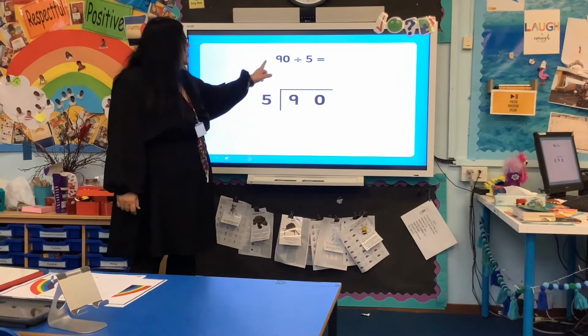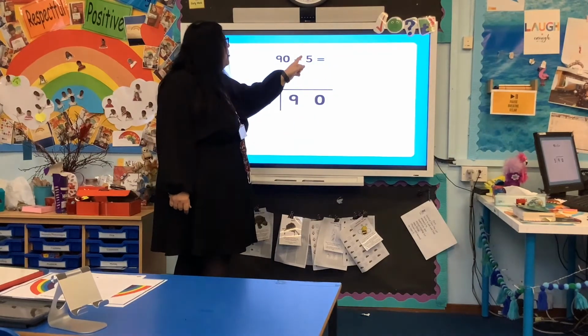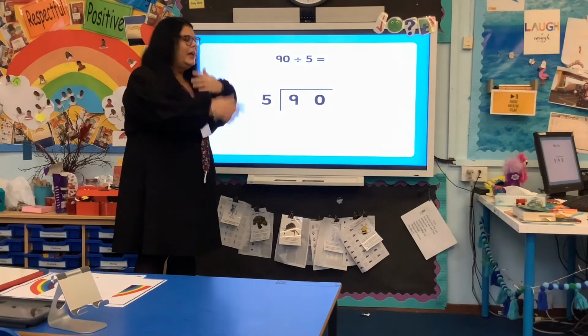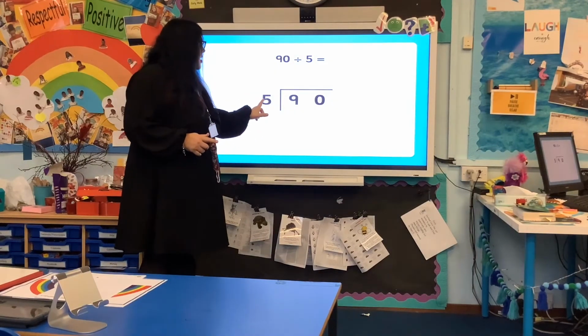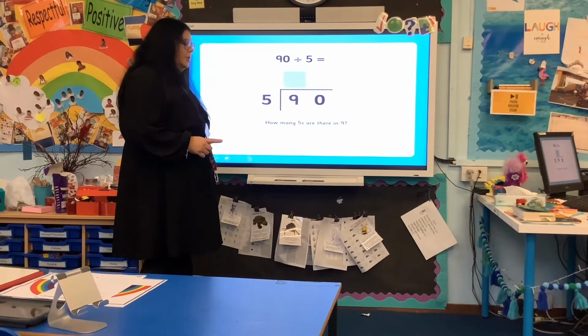So this time I've got 90 divided by 5 equals. So we're saying how many 5s are there in 90? So again, it's the same procedure again. How many 5s are in 9 is my first question. And again, there's 1.